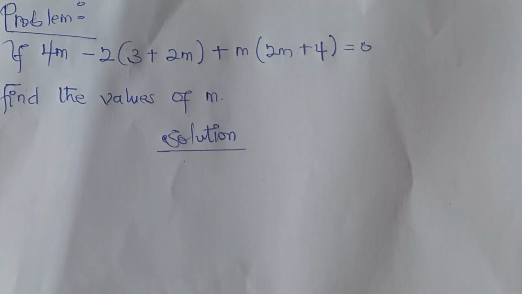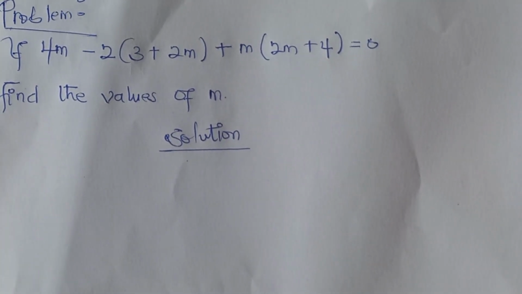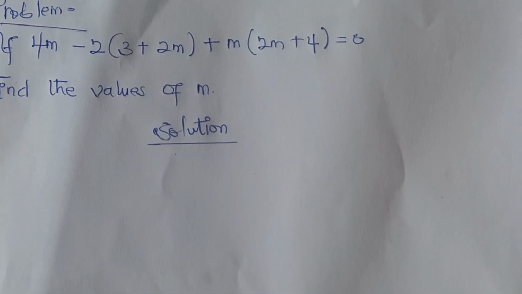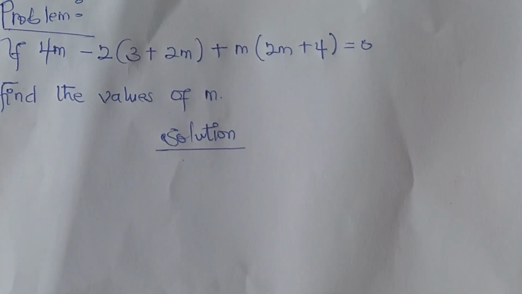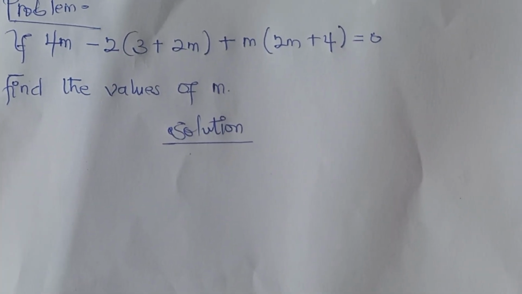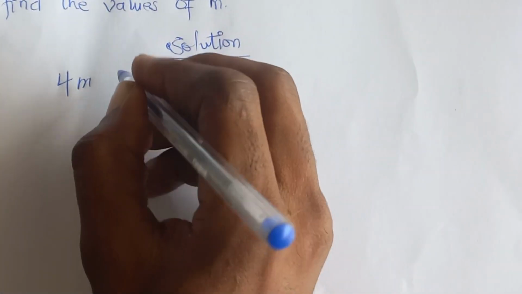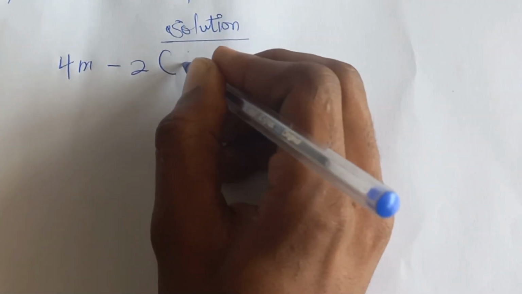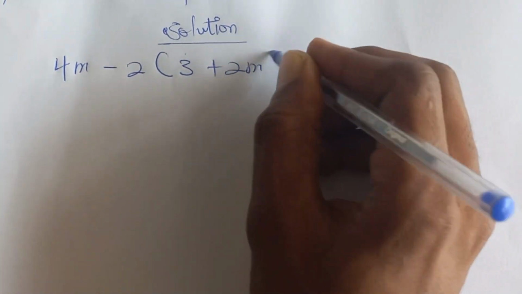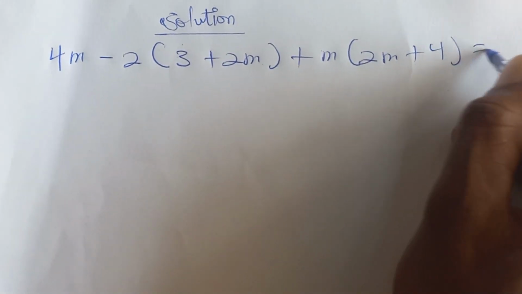So today we are going to solve this problem. It says 4m minus 2 into bracket 3 plus 2m bracket close plus m into bracket 2m plus 4 bracket close is equal to 0, and we are to find the values of m. So this is a grade 8 problem, okay? Grade 8 problem. So solution, we are having 4m minus 2 into bracket 3 plus 2m plus m times 2m plus 4 is equal to 0.